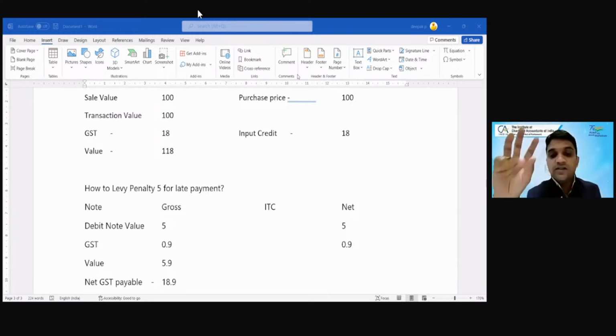No. Even in case of a debit note, GST on the debit note will be 0.9. Why? When you give a debit note, the intention of giving a debit note under GST is to charge the GST. You can't just give it for 5 rupees, because you have to charge GST. The valuation rule says you have to include it in the valuation. That's why you're giving a debit note for 5 rupees plus GST.